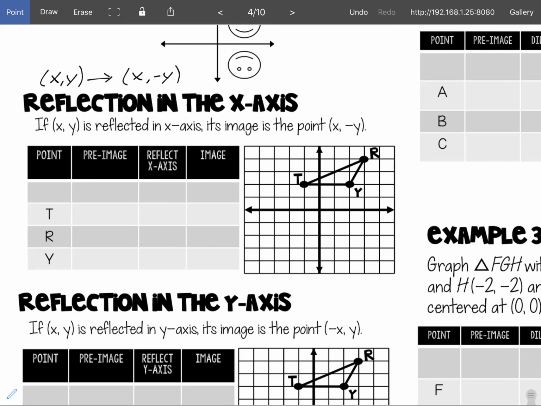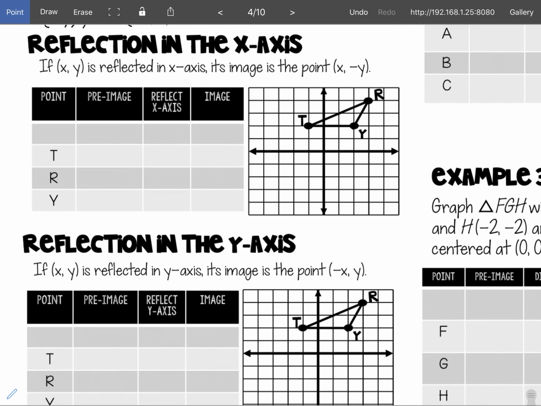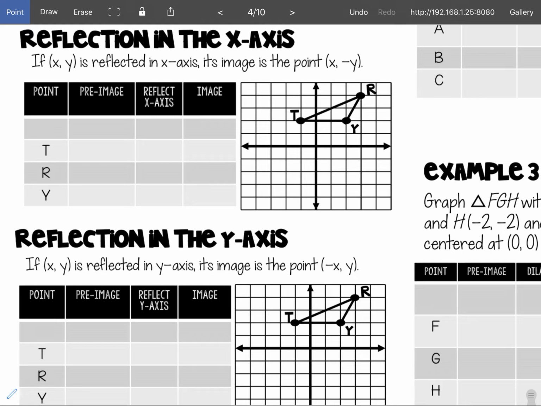Okay, so we started out by saying if you want to reflect over the x-axis, you take the point x comma y and you map it to x comma negative y. So we're going to do this for all 3 points on this triangle right here, this triangle TRY. So what we're going to do is write down the pre-image, which is the original point, okay? So let me get this in here for you guys.